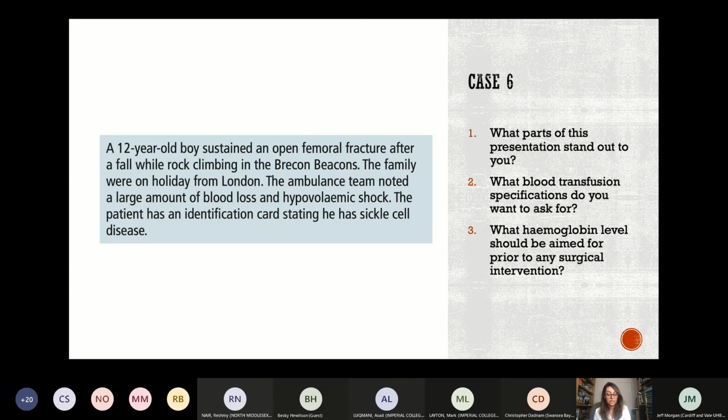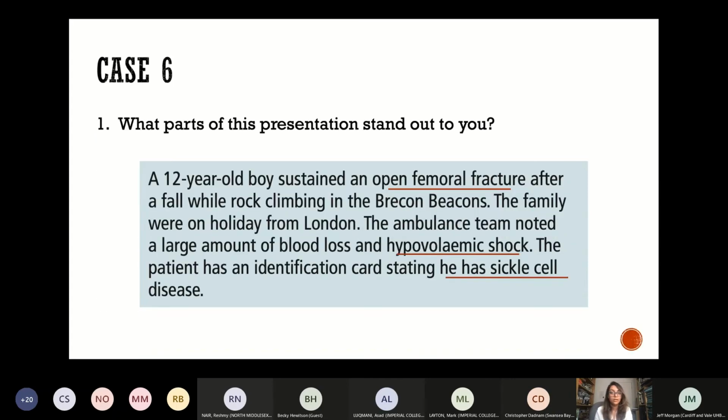So again, what here is standing out? What blood transfusion specifications do you want to ask for? And what hemoglobin level do you want to try and aim for before you attempt any sort of surgical intervention? Looking a bit more closely, we've got an open femoral fracture, which needs to be addressed. The hypovolemic shock also needs to be addressed, and the fact that we know this child suffers from sickle cell disease. So putting these things together, how do we proceed with management?